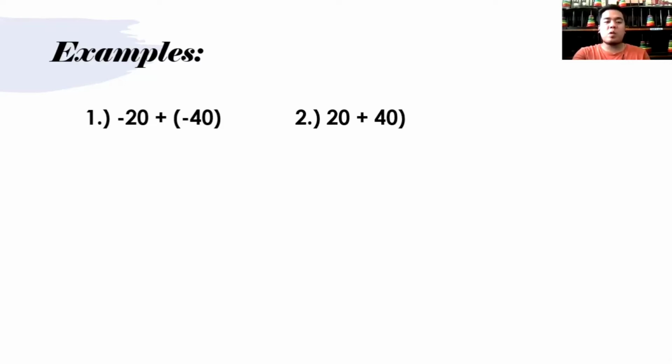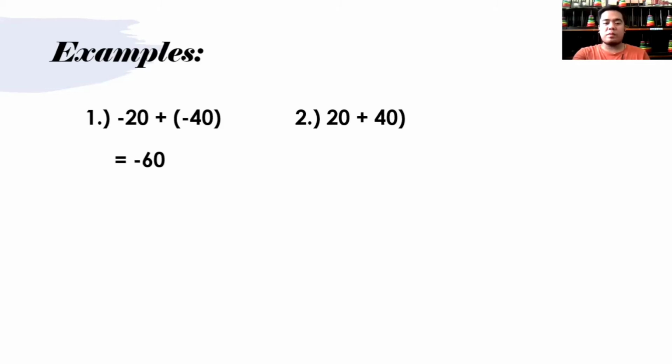So as what we have noticed, negative 20 and negative 40 has the same sign. They are both negative. So what we are going to do is to add the numbers and copy the common sign. So you have to add 20 plus 40 is 60. And the common sign is negative. So the answer is negative 60.